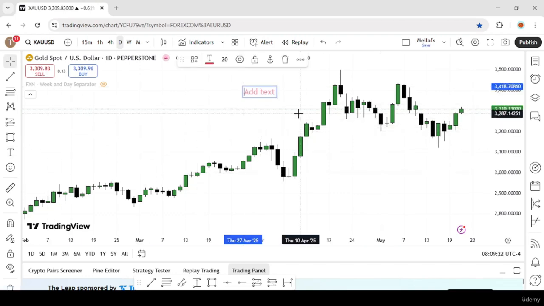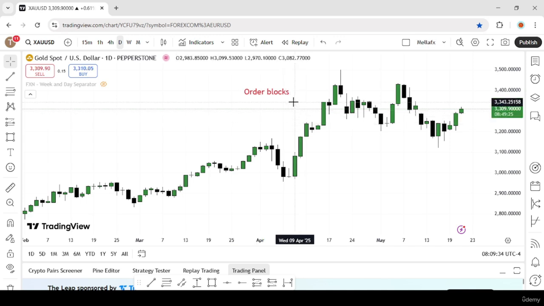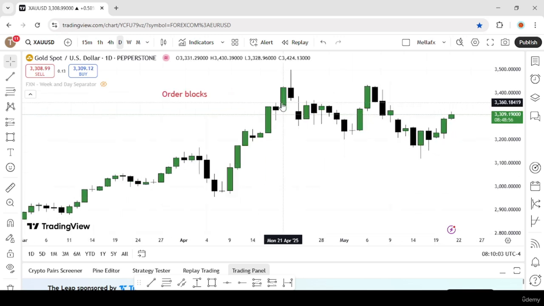In this lesson, we'll be talking more on order blocks. Also, the order block is an ICT concept that shows the direction of order flow, or let me say that it confirms a change in state of delivery in the market. So let's look at the chart.